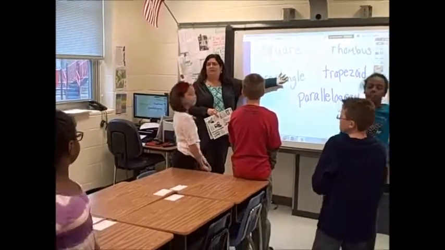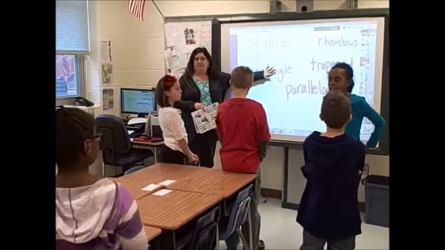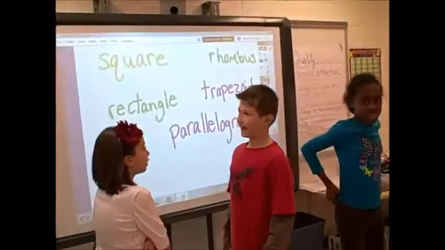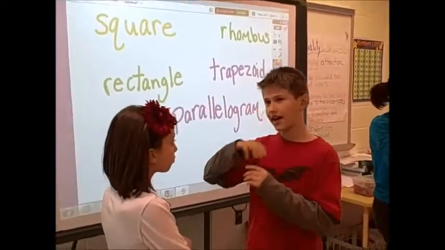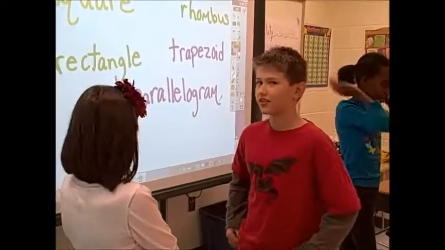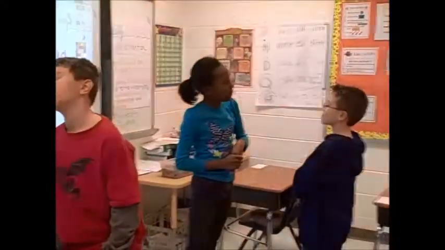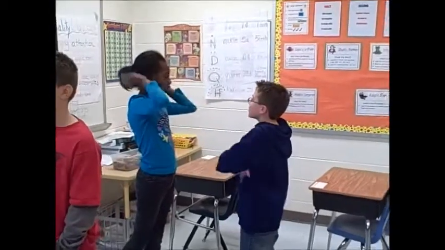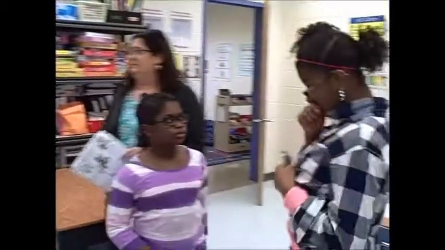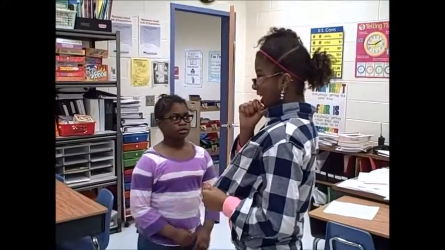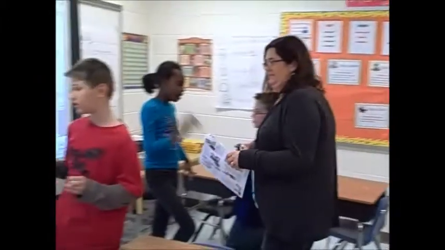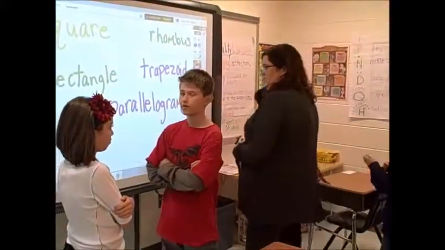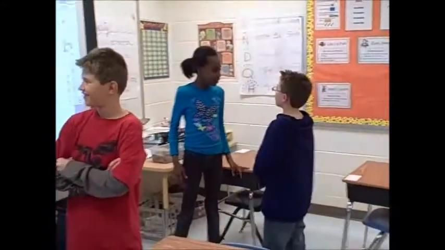Number twos are going to tell number ones first. So raise your hand if you're number two. All right, 20 seconds. Ready? Go. It has a right angle, a 90-degree angle. It has four right 90-degree angles. It has four equal sides. Each side has each length. Stop. Number ones, tell number twos what you know about a rectangle.